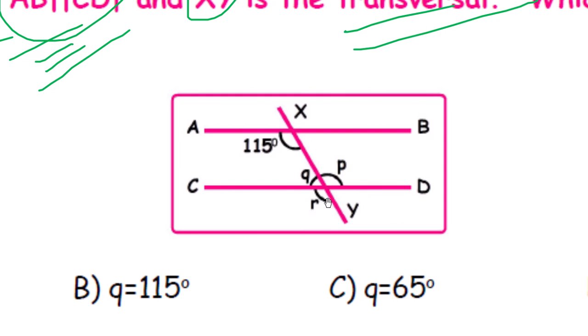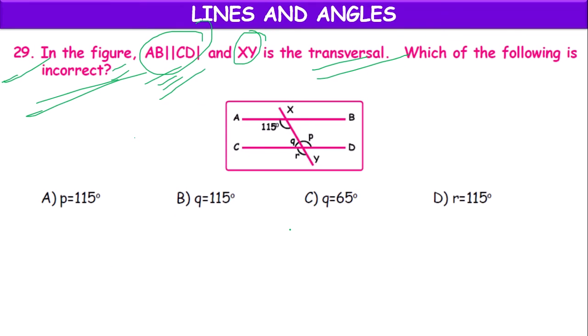These two on the same straight line also make a linear pair. If Q is 65, R will be 115. Or this is 115, this R, corresponding angles, will be equal to 115. If R is equal to 115, vertically opposite angle P equal to 115. If Q equals 65, vertically opposite angle Y is 65. So P 115 right, Q 115 wrong, Q 65 right, R 115 true. So which of the following is incorrect means option B is incorrect.